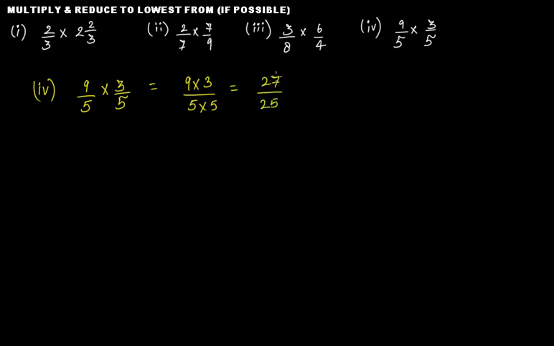Now if you try to find out the highest common factor of 27 and 25 in order to get the lowest form of this fraction, then you will find that even in this case the highest common factor is 1 only. So it's already in its simplest form, because if you divide the numerator and the denominator by 1, you are going to get back this same number only. So this is the answer for this fourth one.